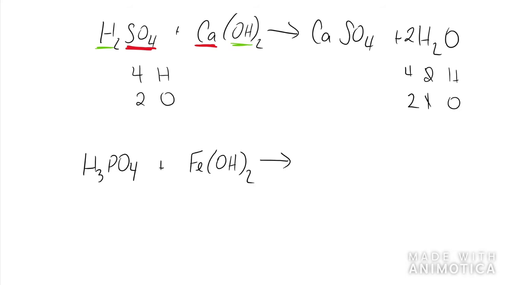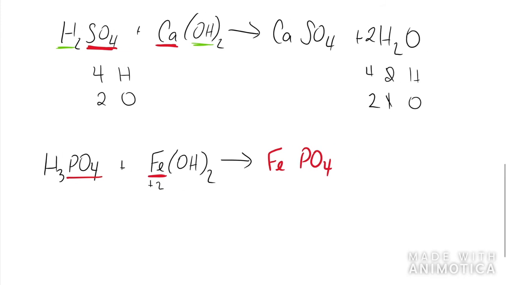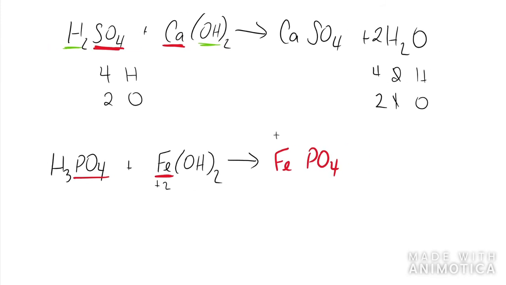So this one's a little bit more of a challenge, because if you remember, iron's a multivalent, but because we see that this has a 2 here, well, OH has a charge of -1, so if this is 2, that means this iron has to have a charge of +2. So we have our iron with our phosphate, and we have to look at the charges. Iron, we decided, had a charge of +2. Phosphate has a charge of +3.